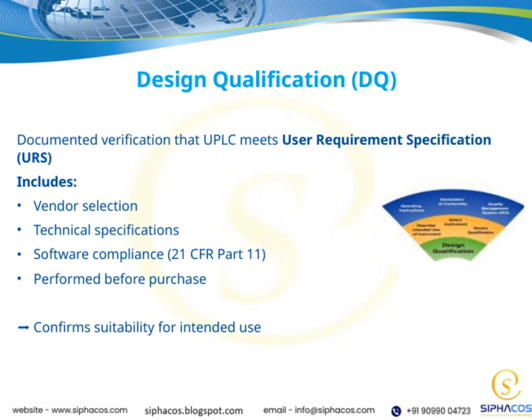Ensuring software compliance is vital for maintaining regulatory standards and data integrity. It's important to note that this qualification is performed before making a purchase, so we're making informed decisions up front. Overall, the goal of the DQ is to confirm that the system is suitable for its intended use, giving us confidence that it will perform as expected within our workflow. This step helps ensure quality, compliance, and ultimately reliable results in our processes.